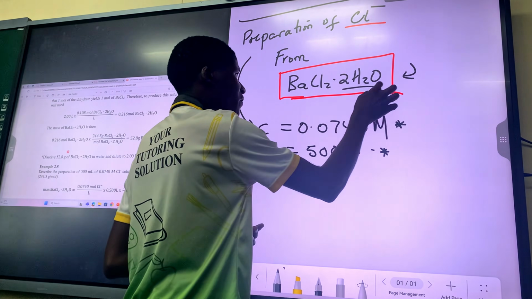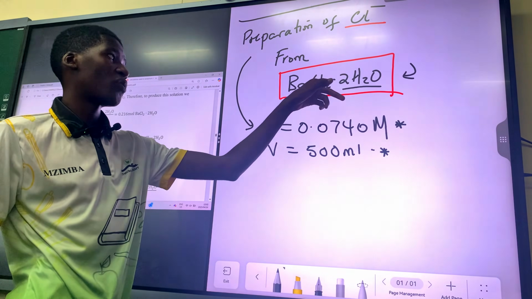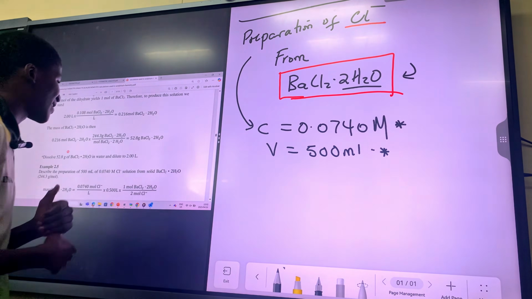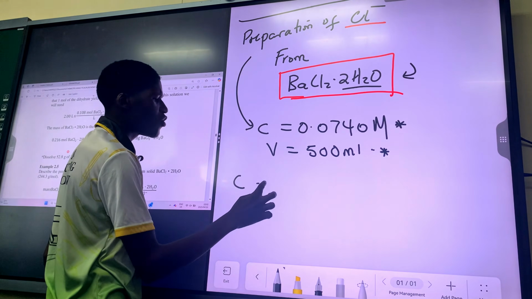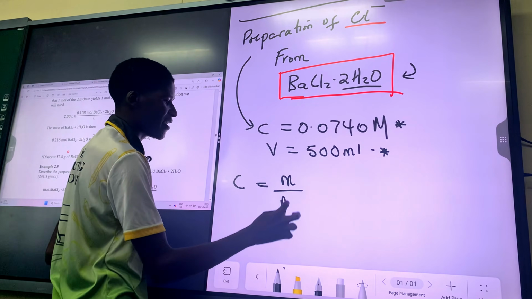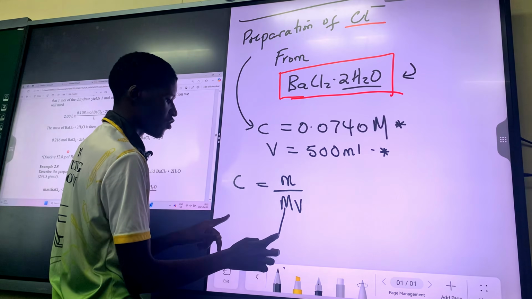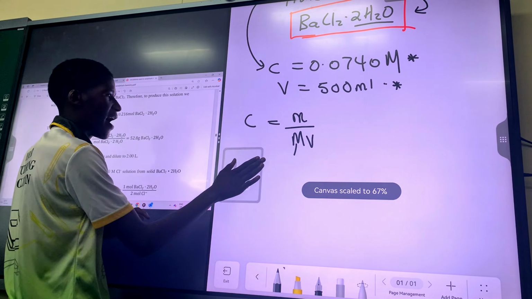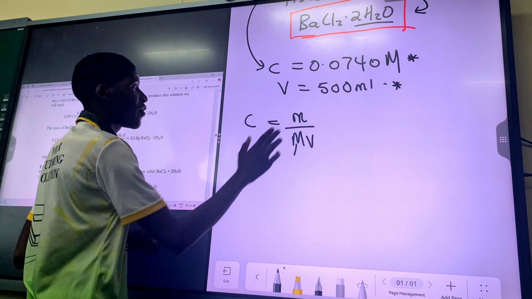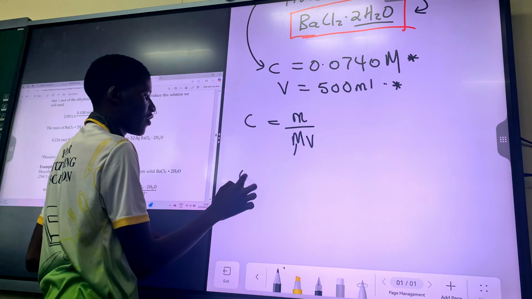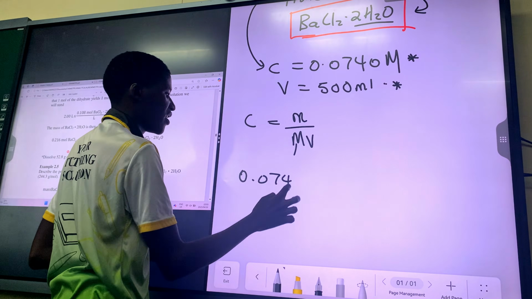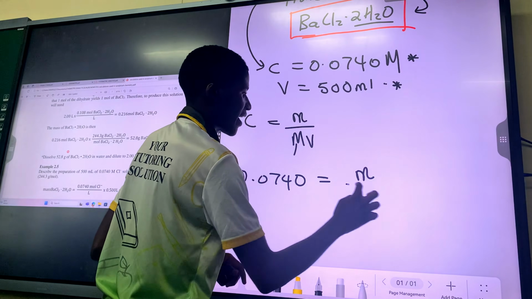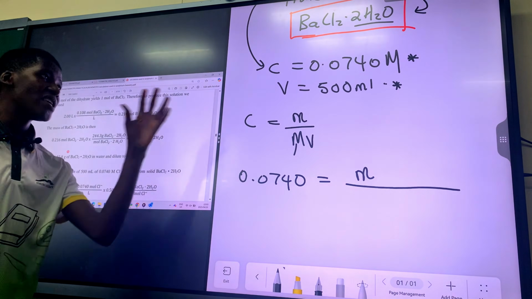In this case, we know that our solvent is going to be water because of the dot 2H2O. Whenever we've got a hydrate compound, don't use any other solvent besides water. So you do the same thing. You know concentration is mass over molar mass times volume. So in this case, we want our concentration of the Cl minus ions to be 0.0740, and then we are looking for the mass of barium chloride dihydrate to be diluted.